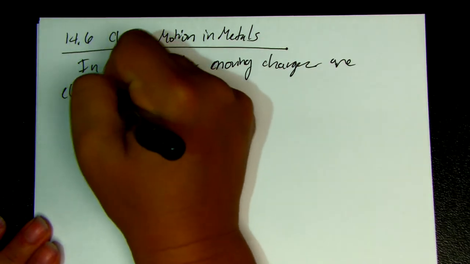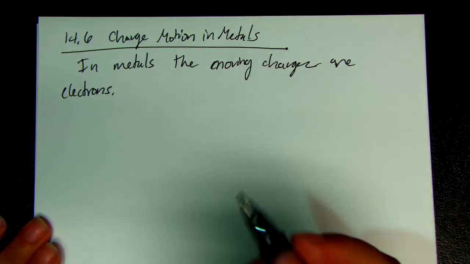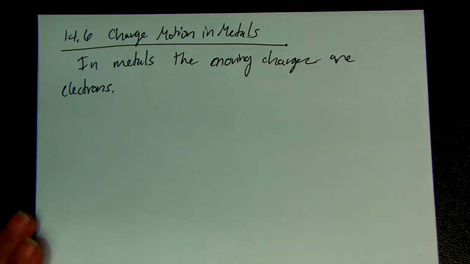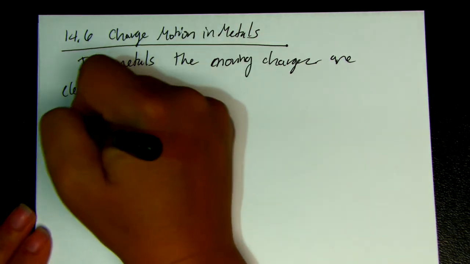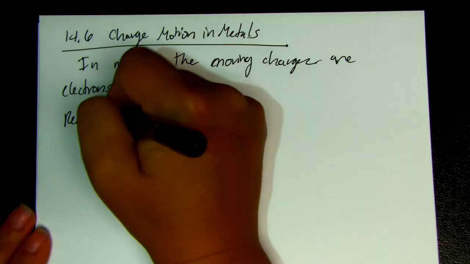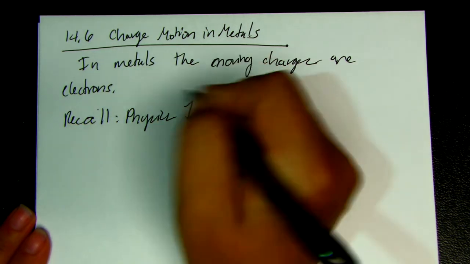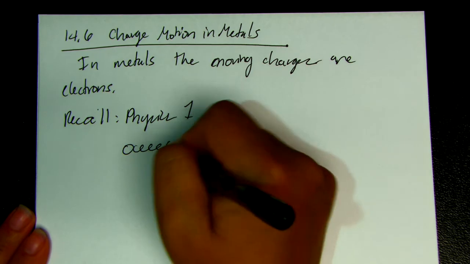We will talk about something called hole current, where you can have the positive charges that are moving, and in ionic solutions it can be negative and positive charges that are moving, but for metals it's only electrons. So for this we need to go back to our thought model about matter from Physics 1. So this is our ball spring model.